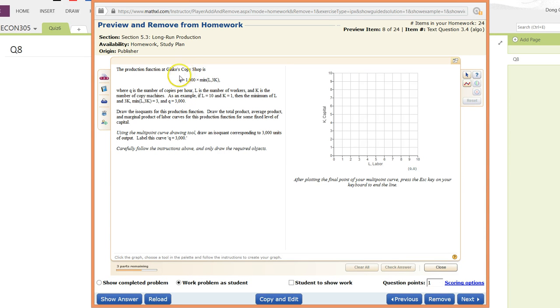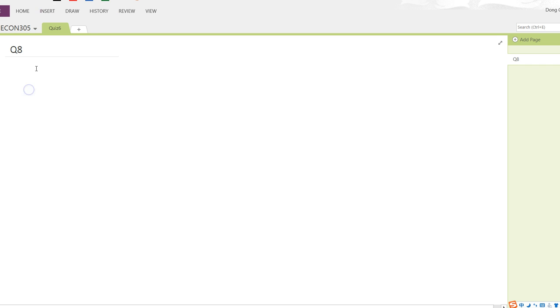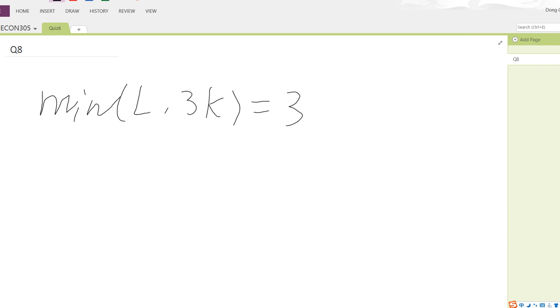Based on this production function, Q equals 1000 times the minimum of these two numbers. So if Q equals 3000, that means the minimum of these two numbers equals 3. Let me write that down here. So if this equals 3, the first number we can come up with, obviously, is L equals 3, right? Because the minimum of these two, one of them has to be 3, and the other one has to be equal to or greater than 3. So the minimum of these two numbers can be 3.